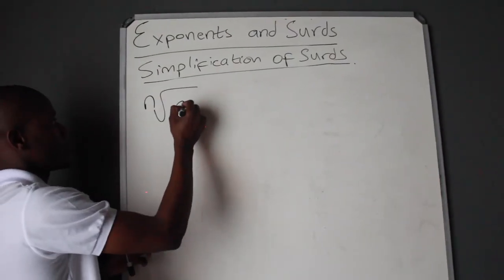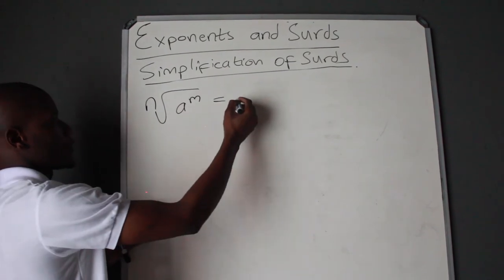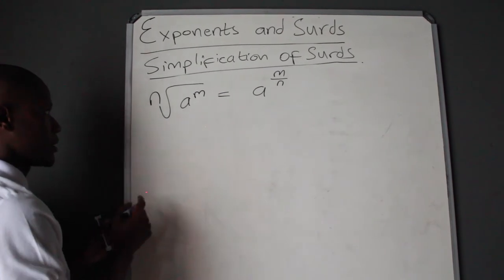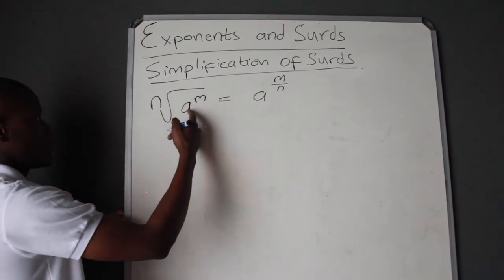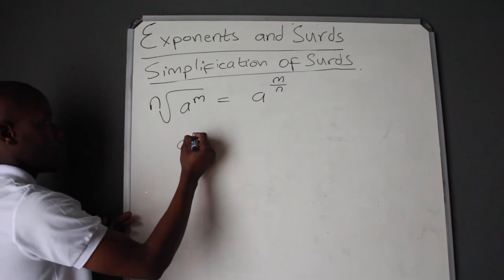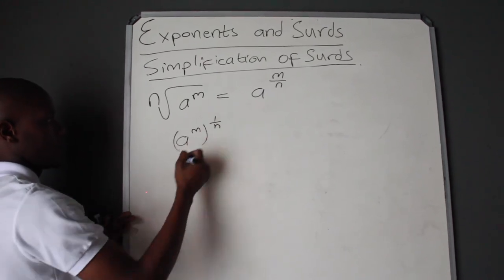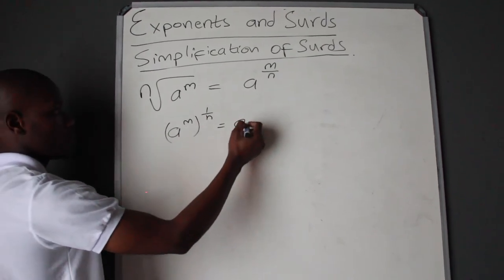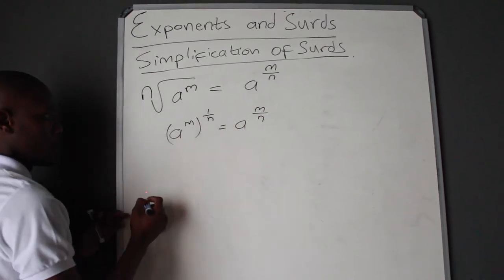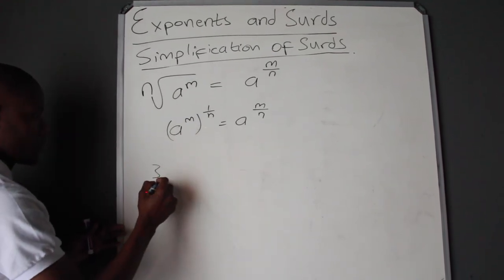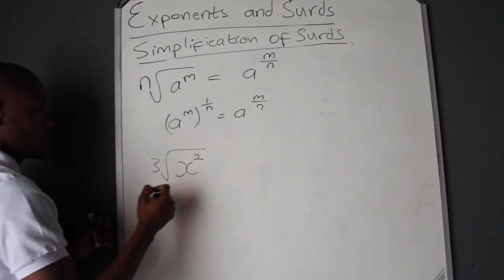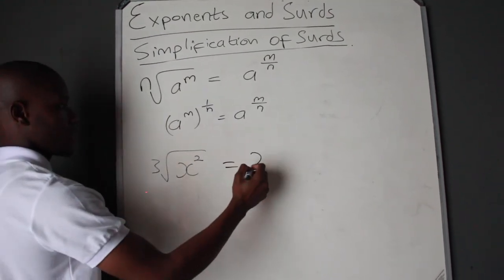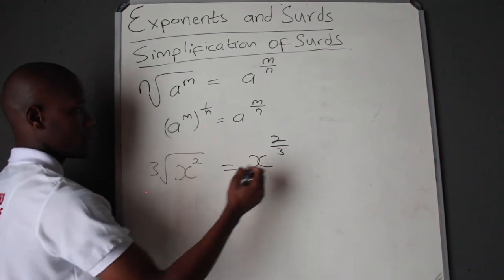The nth root of a to the power m is equal to a to the power m over n. Why, check. The nth root of a to the power m is a to the power m all raised to the power 1 over n. Therefore, we multiply the exponents. m multiplied by 1 over n is a to the power m over n. So the cube root of x to the power 2 is equal to x to the power 2 over 3.